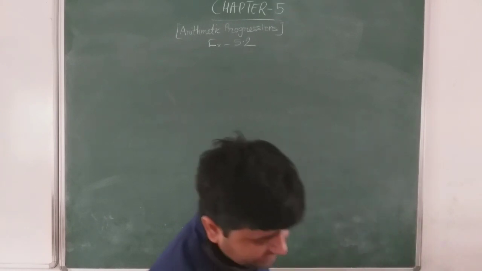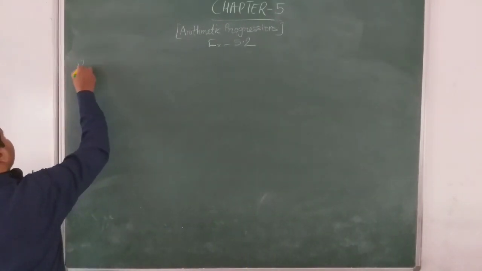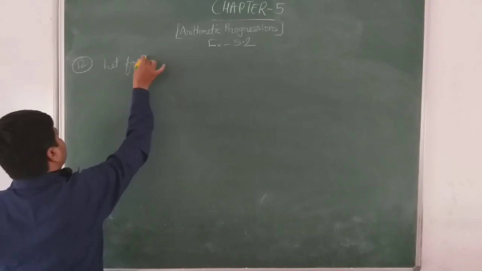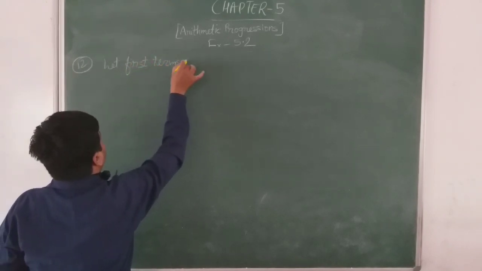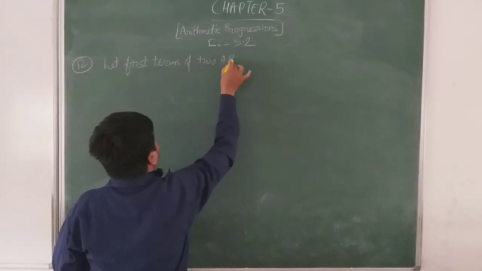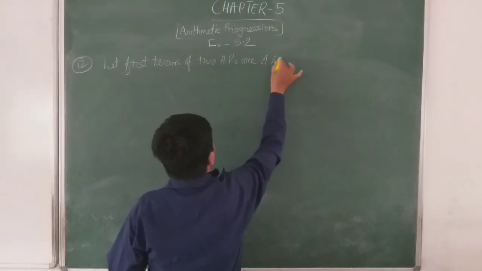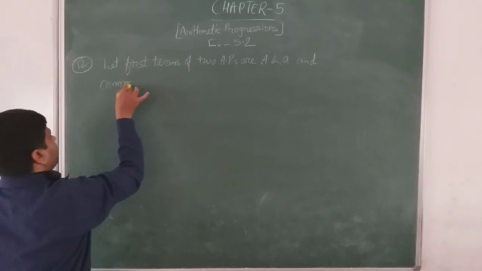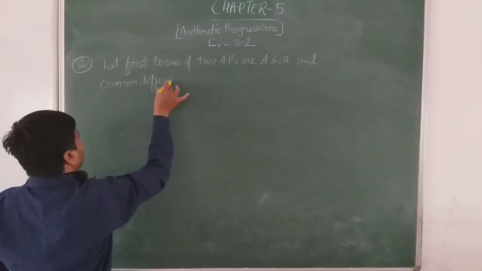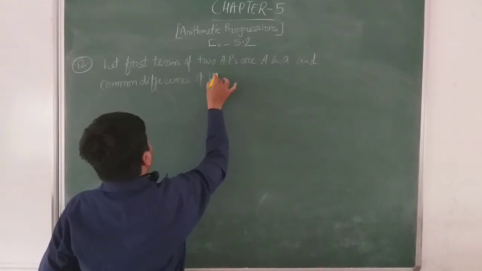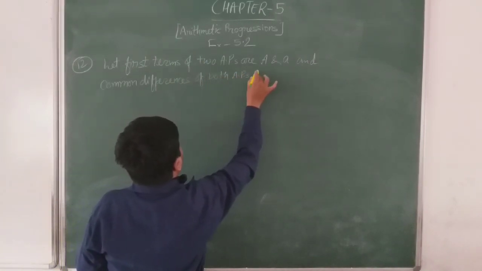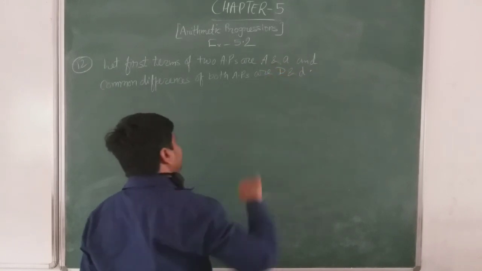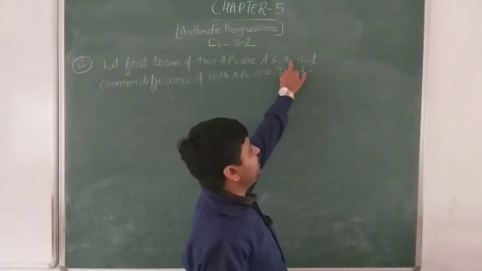12th question is, two APs have the same common difference. दो AP हैं जिनका common difference same है. तो हम उनके फर्स्ट टर्म को डिफरेंट मान ले रहे हैं. तो लेट फर्स्ट टर्म्स ऑफ टू APs are कैपिटल A एंड स्मॉल a, एंड और इनका कॉमन डिफरेंस भी एज्यूम कर ले रहे हैं. एंड कॉमन डिफरेंसेस ऑफ बोथ APs आर कैपिटल D एंड स्मॉल d. यानी कि जो पहली AP है उसमें हमने कैपिटल A फर्स्ट टर्म मानी और उसका डिफरेंस कैपिटल D, और दूसरी AP स्मॉल a और स्मॉल d.